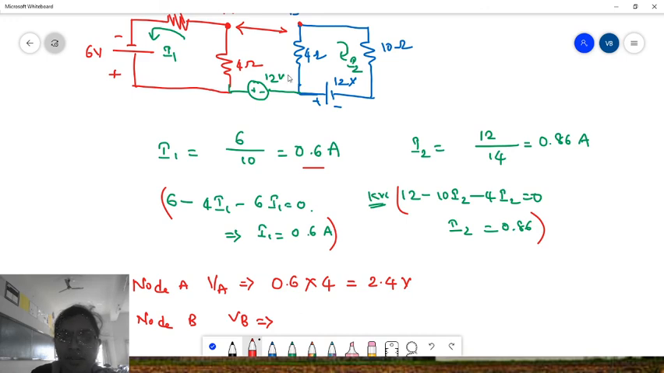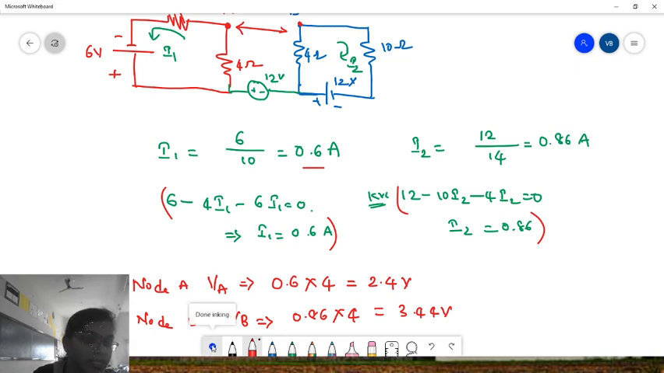What is the current here? That is I2. What is the I2 current? 0.86 into what is the resistance value? That is 4. 4 equals 3.44 volts. Okay, so node A and node B voltages we got, but we need to calculate the total voltage.